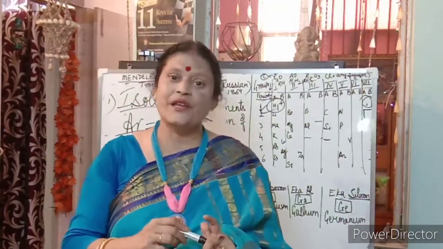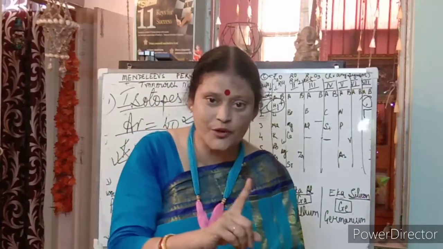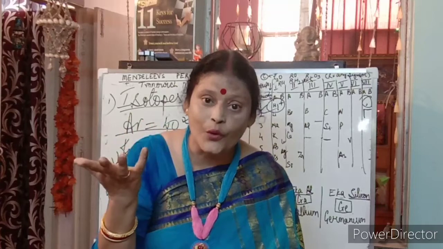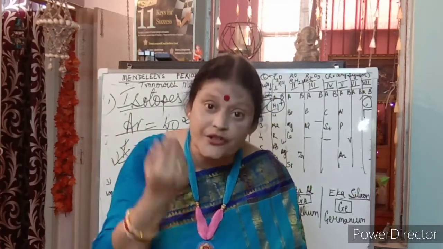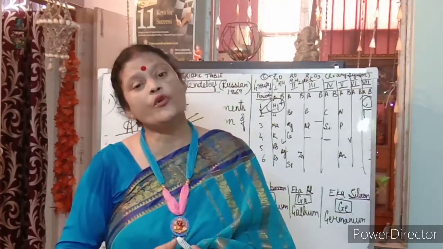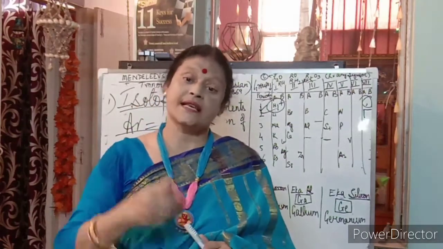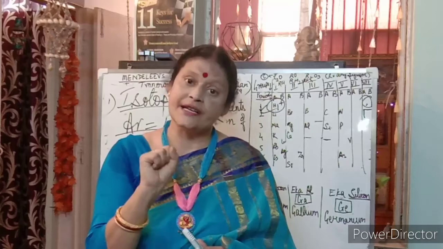So it was not explained. Position of isotopes not explained, position of hydrogen could not be explained, and wrong order of atomic mass. These three will come in your exam, and with these three the discovery is done.